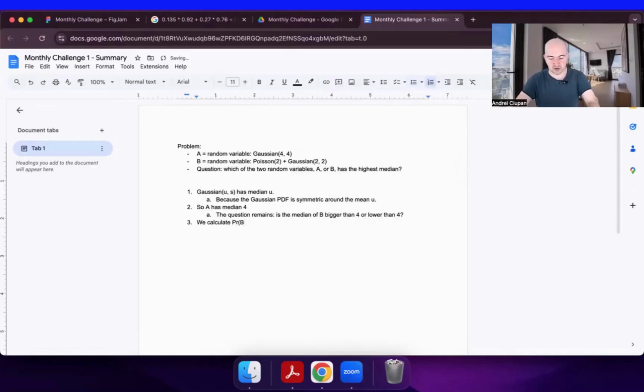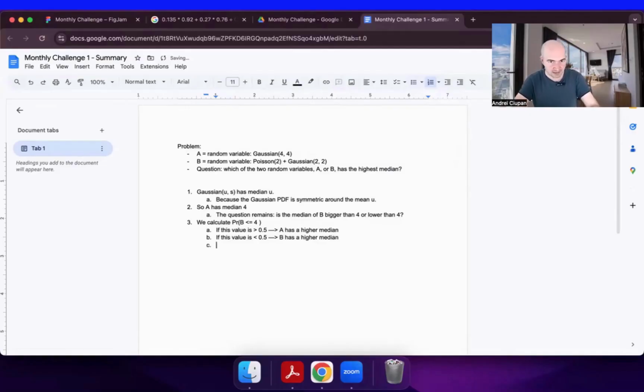To do this, we calculate the CDF, basically, of A at 4. So what's the probability that A is less than or equal to 4? If this value is bigger than 1/2, then B has a higher median. And if this value is less than 1/2, then A has a higher median.